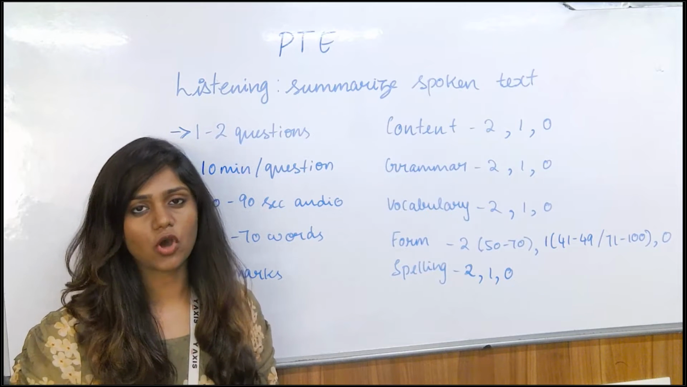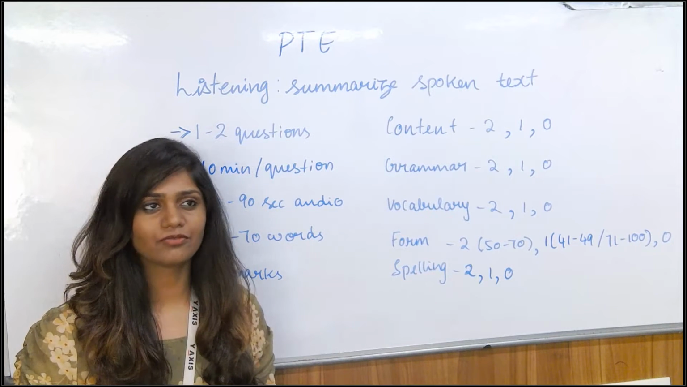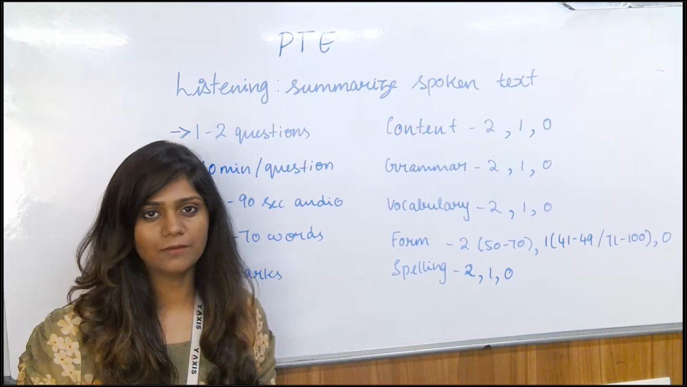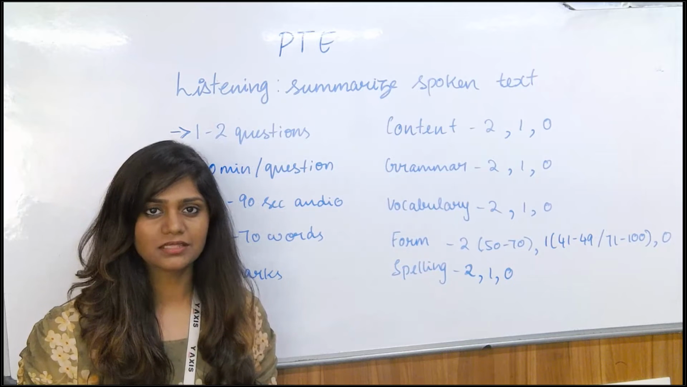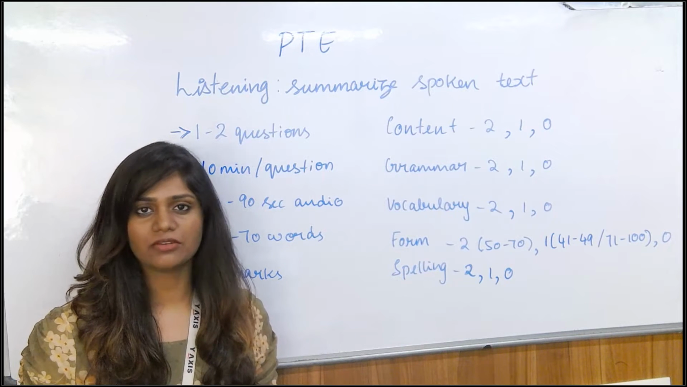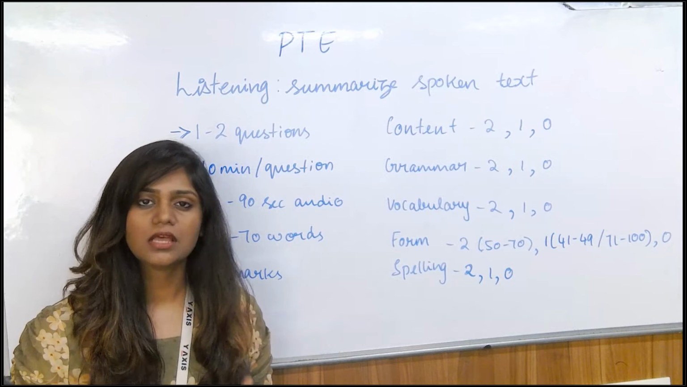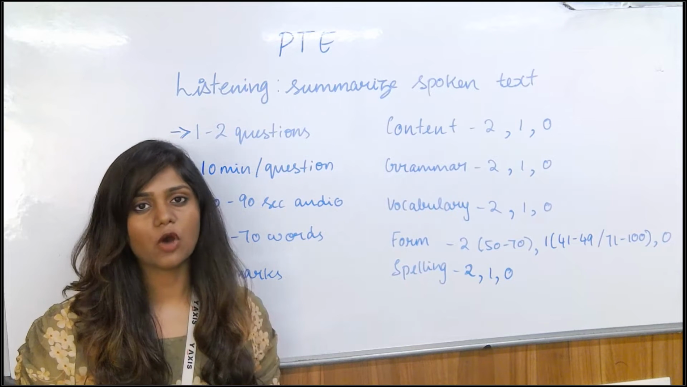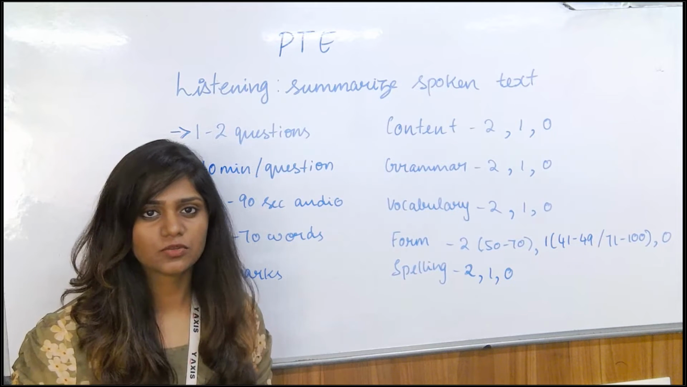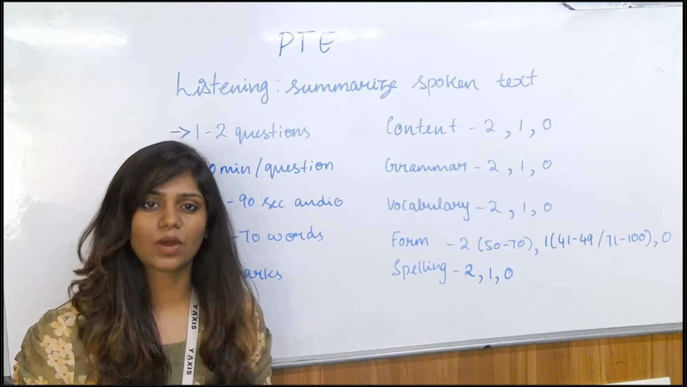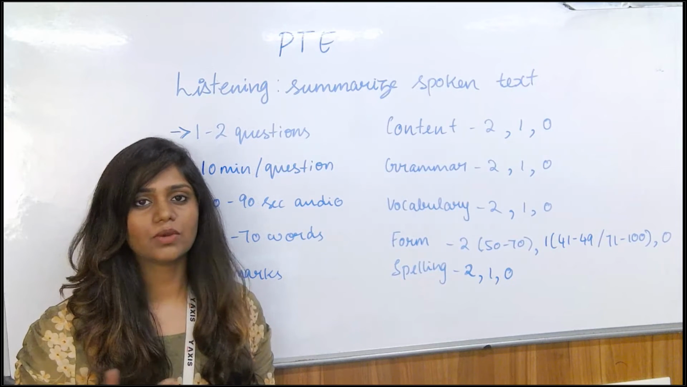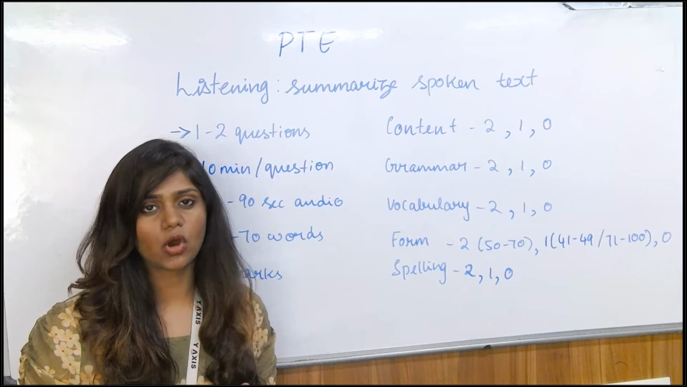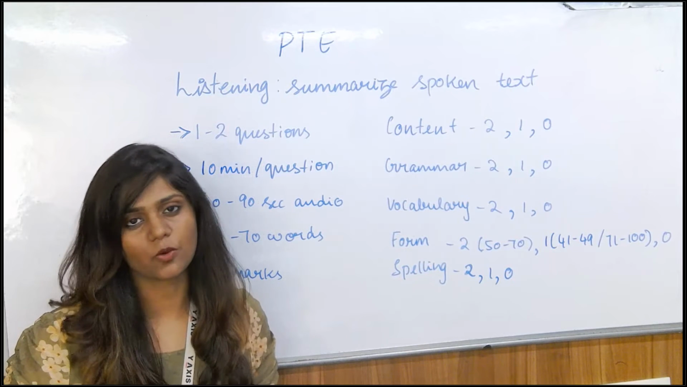And for content, you get 2 marks if you have summarized the audio well. You haven't left any main idea out. You have included all the main ideas and supporting ideas. Then you get 2. And as per how many main ideas you have left out, you would get 1. And as per how many ideas you have left out, they would have a count and you would get the marks accordingly. The maximum is 2, the minimum is 0.